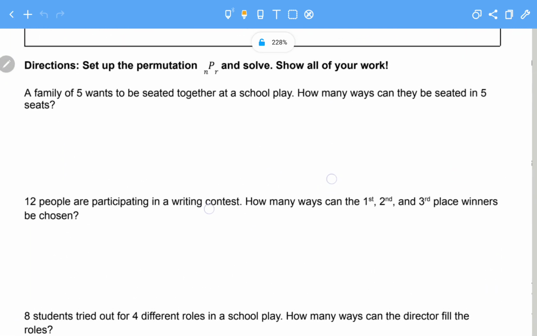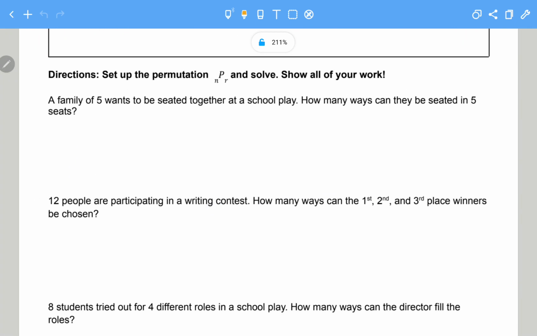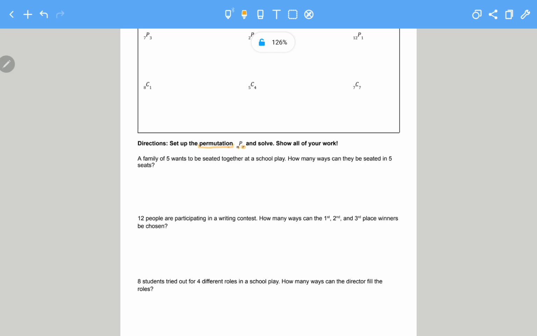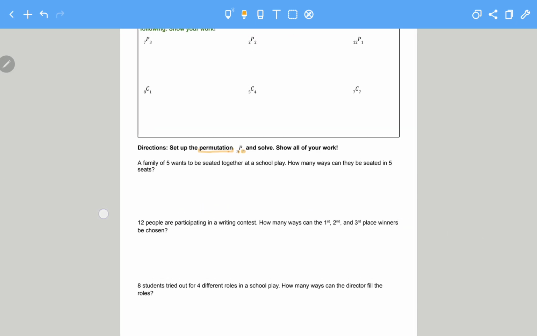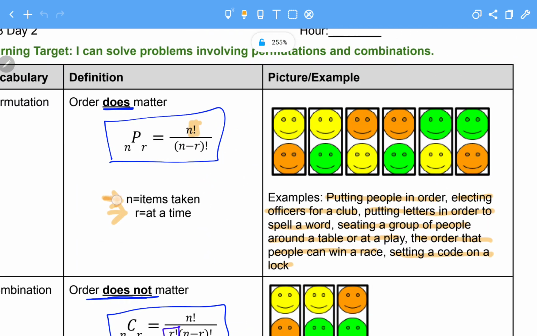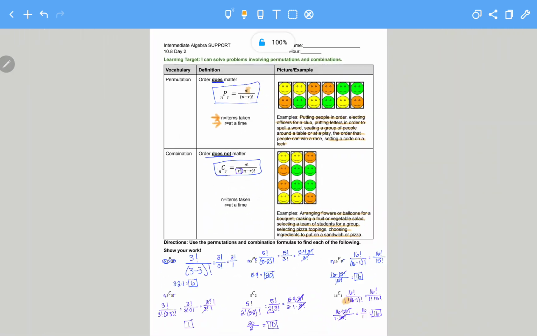This next part is going to be talking about word problems. Now we already know that these are permutations because of our directions. But we need to be able to choose our N and our R. So let's go back to that front page and look at permutations and N versus R. So permutation, the N is going to be the items taken. So how many options? The R is going to be how many we're choosing. So N, how many options, R, how many we're choosing.